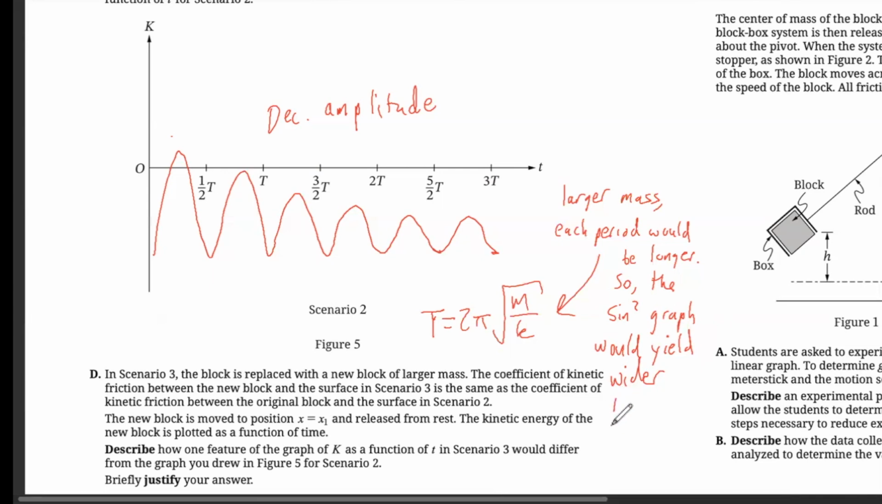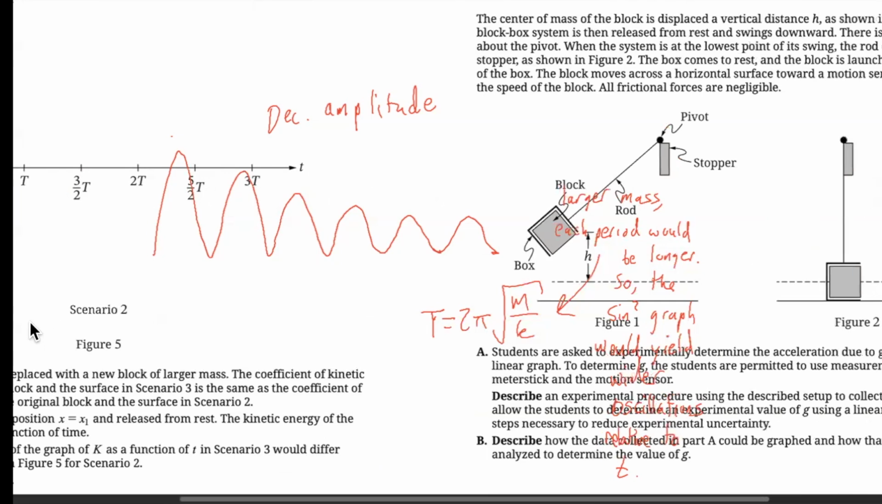That's not really a mathematical term. Wider oscillations relative to time, I guess. Yeah. It's just that the period would get longer. So your graph is going to become wider. So, okay. Not bad. All right.